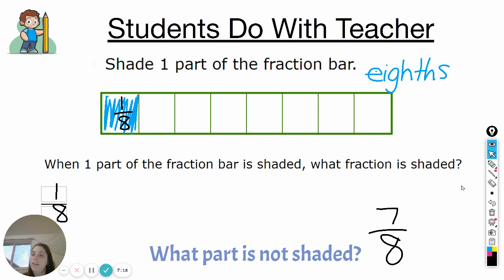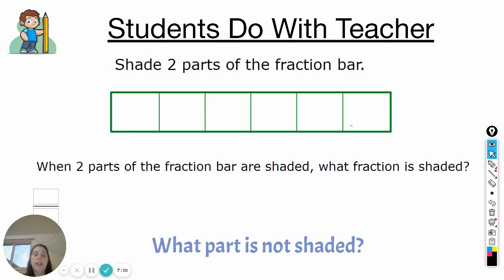Okay, go ahead and erase your whiteboards. Let's take a look at another example. This time it says shade 2 parts of the fraction bar. So this fraction bar has 1, 2, 3, 4, 5, 6 pieces. I'm going to give you a moment to draw this fraction bar on your whiteboard. We know since there's 6 pieces, this fraction bar is broken into sixths. So get that fraction bar drawn and ready on your whiteboard.